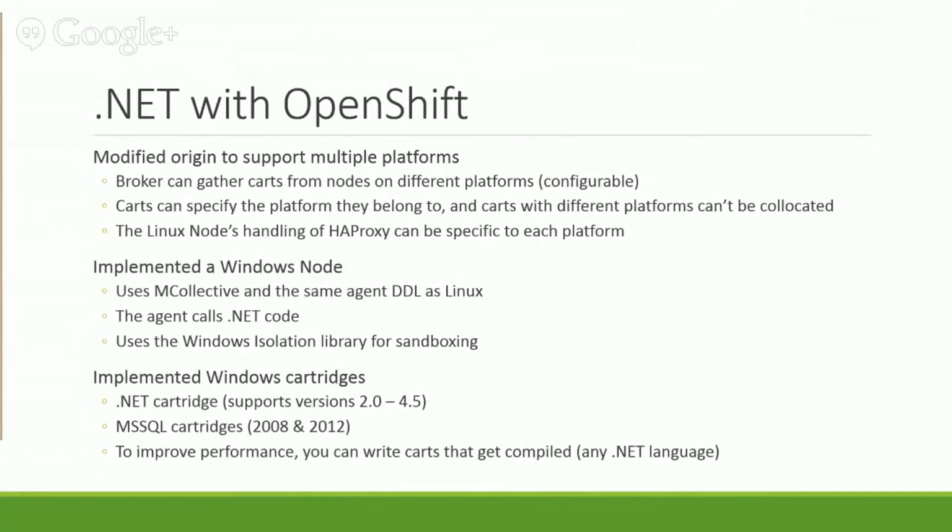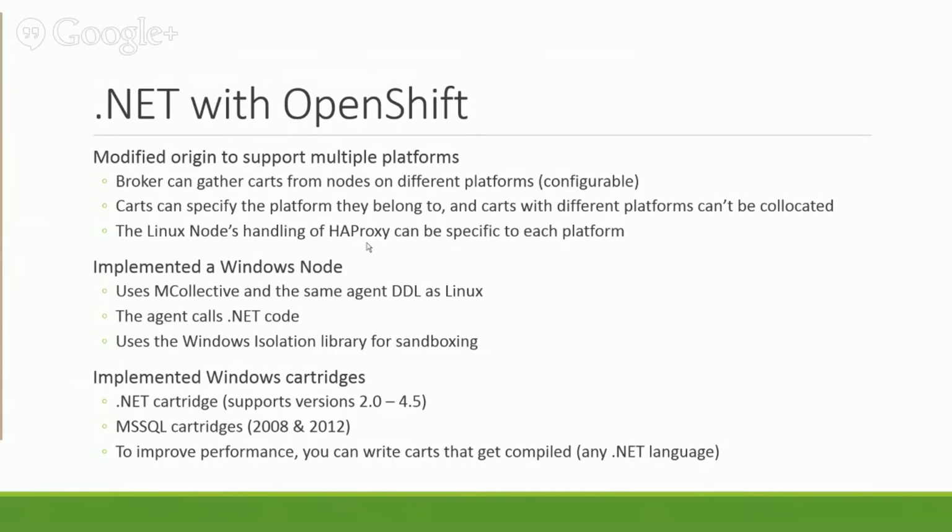Sure, thank you for joining. I'm going to give you all an introduction to the work that we've been doing to extend OpenShift to Windows. I'll start by describing the changes that we had to make to Origin in order to support multiple platforms other than Linux. We modified the broker so that it can gather a list of cartridges from nodes that live on different platforms, such as Linux and Windows.